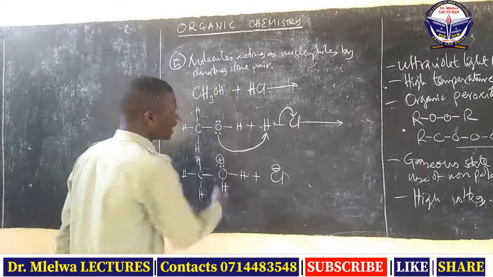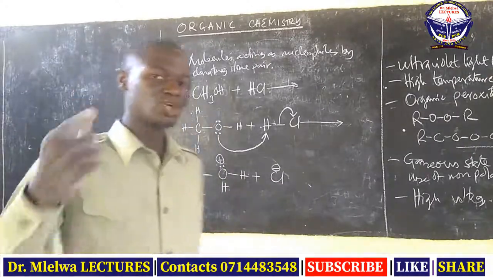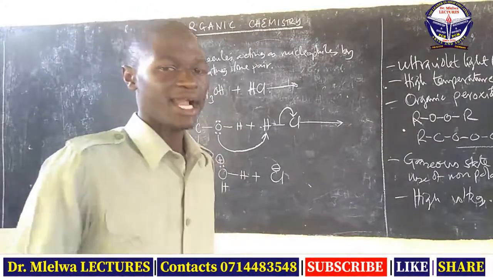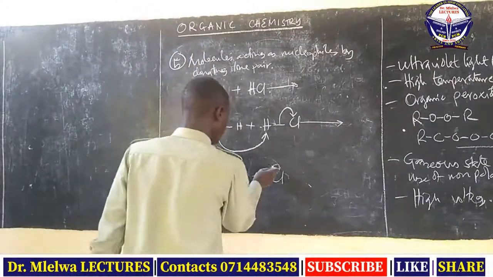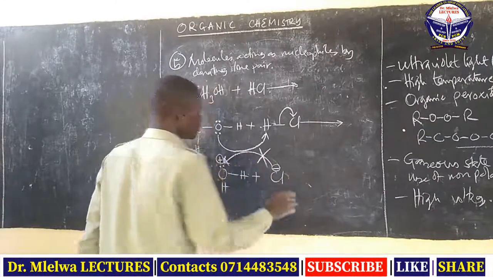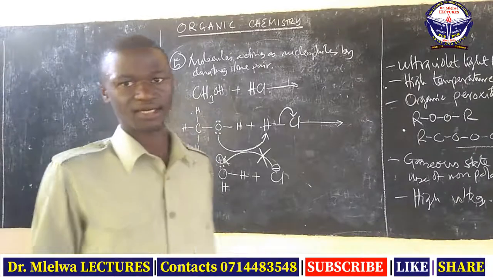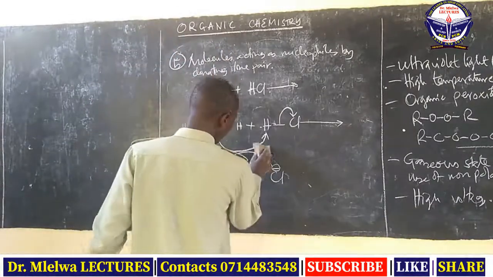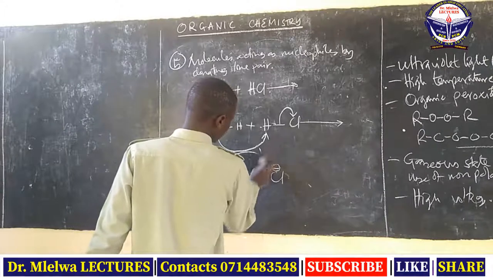Because this resulted from donating a lone pair, but here we cannot do this. This will be a mistake. We cannot do it. So how do we neutralize this positive charge? This is principle number 5.